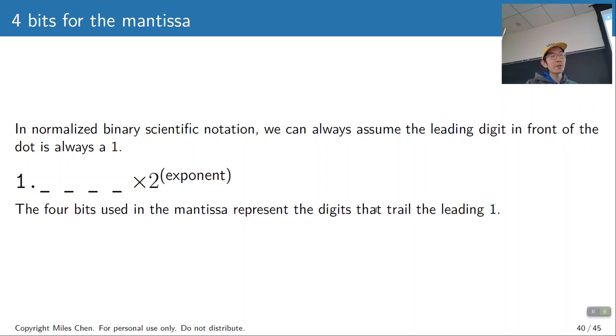And then the 4 bits for the mantissa, you think of binary scientific notation, it's always leading with a 1, and so the 4 bits basically are the spots after the binary point. So I've got 1 point blank, blank, blank, blank, four spaces, and those are where the mantissa bits go.